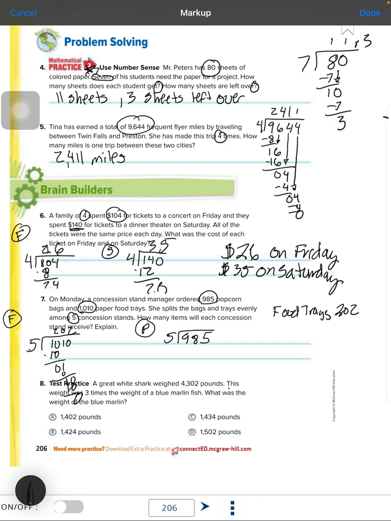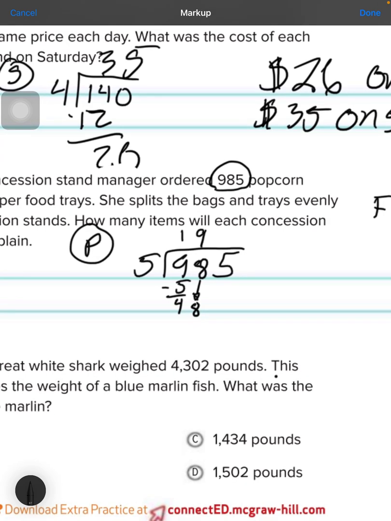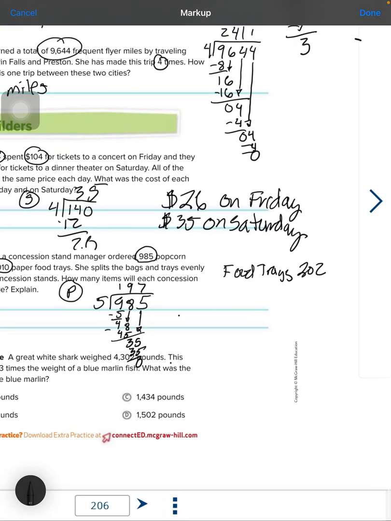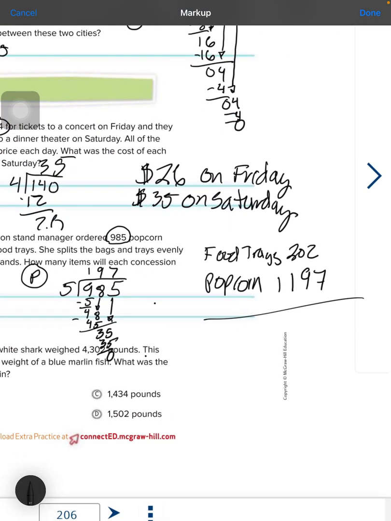Okay, let's figure out the popcorn. 5 will go into 9 one time. 1 times 5 is 5. 9 minus 5 will be 4. Bring down the 8. 5 will go into 48 at least 9 times. 45, 3. Okay, so then for the popcorn, I have 197.